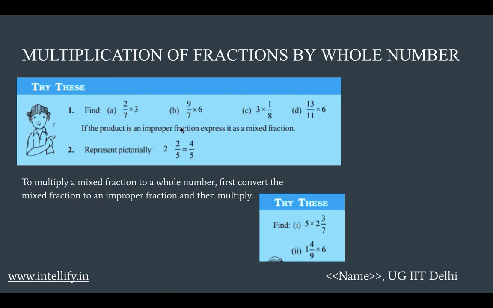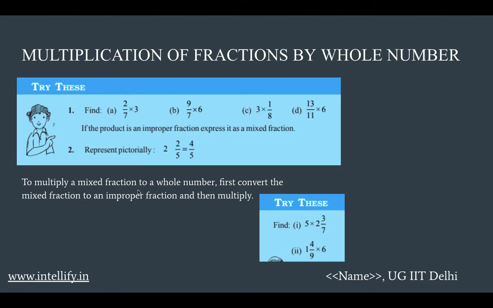So the product is an improper fraction. Express it as a mixed fraction. You can do that on your own. You know that from your previous classes. Represent pictorially 2 into 2 by 5, that is 4 by 5. How do you do that? You make a circle, you divide it into 5 equal parts and then shade 4 parts out of it.